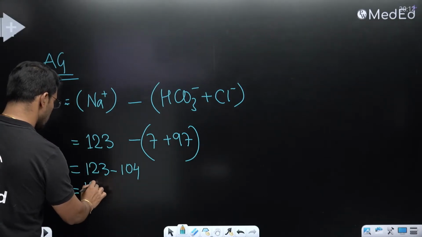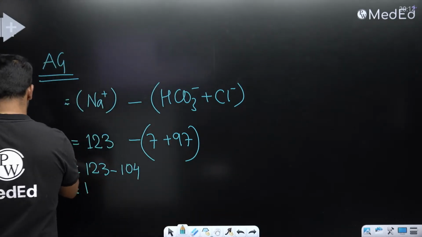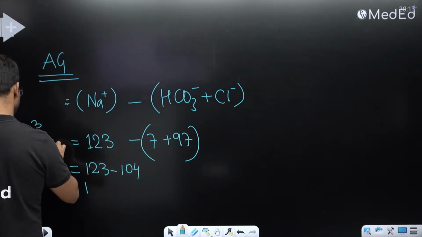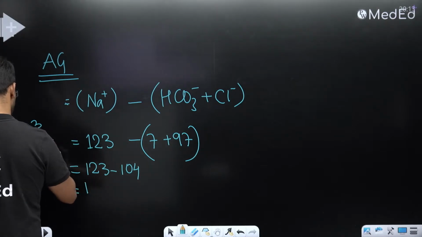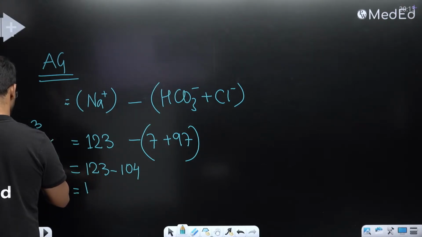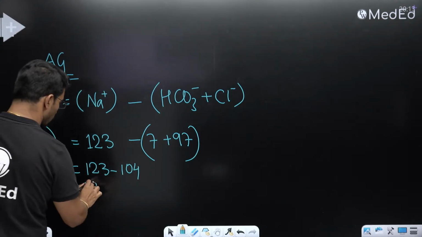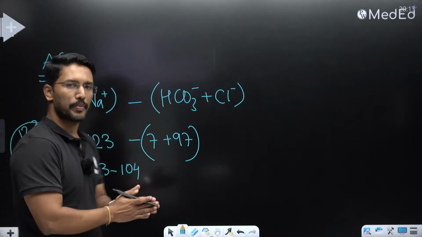Am I correct? My mathematics is really weak, guys. I am not a maths buff at all. Let me calculate. 13 minus 4 is 9. 2 minus 1 is 1. 1 minus 1 is 0. Yes, so it is 19. The anion gap here is 19.